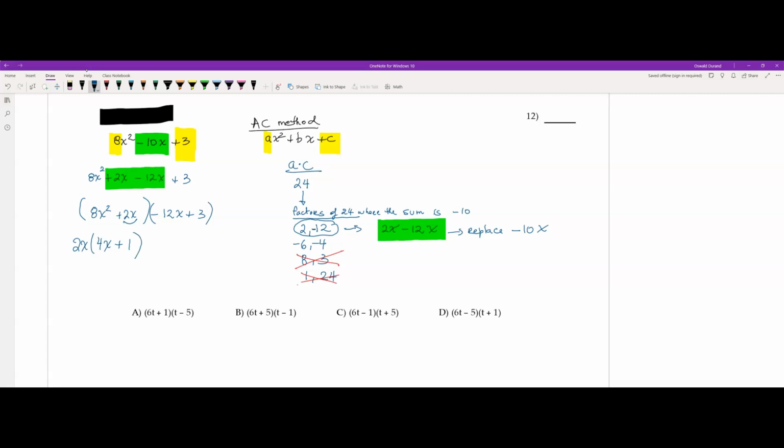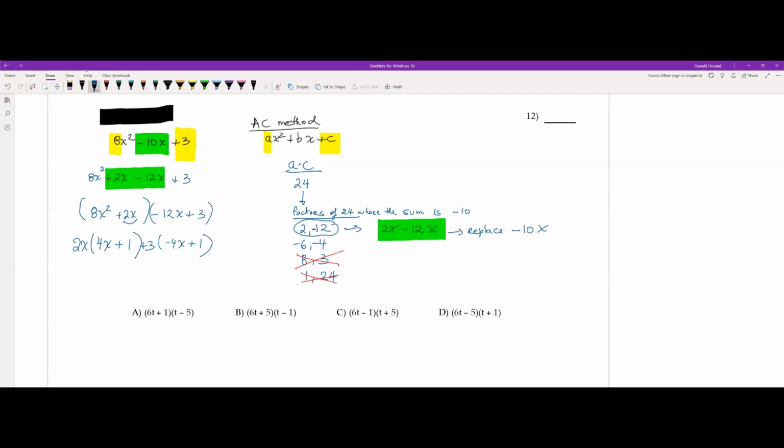However, we have a problem here with the negative 12x. Even if I factor out just the 3, so let's factor out the 3 plus 3, then I have negative 4x plus 1. Negative 4x plus 1 is not the same as 4x plus 1.